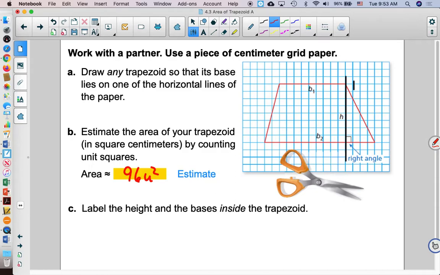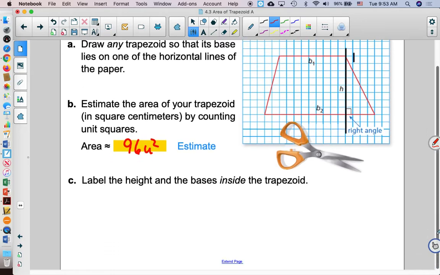Okay, now then, I want you to label on your trapezoid. Notice how this one's been labeled B2 and B1. So your bases, I want one of them labeled B1, the other one labeled B2. Okay? And I want them labeled on the inside of the trapezoid because you're going to be cutting it out. So label them inside and label your height, just like it's being labeled on here.